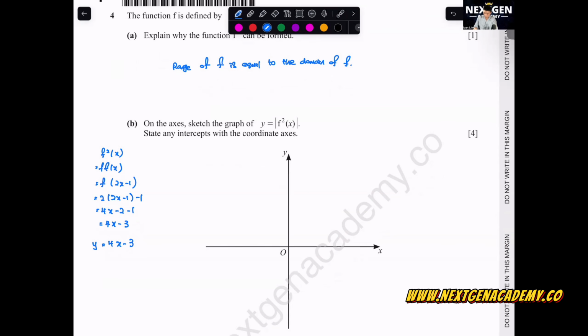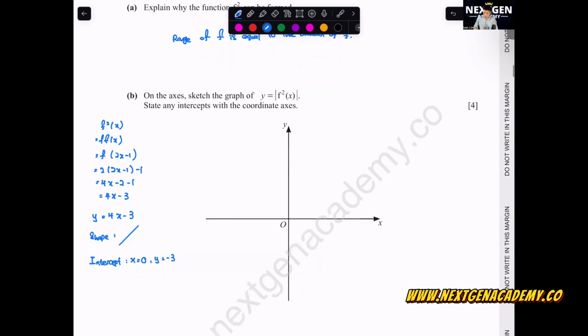Okay, first thing, what is the shape? The shape is a straight line going up. Then we calculate what the intercepts are. Okay, intercepts: x equals 0, y equals negative 3. You can write down the working also. y equals 0, x equals 3 over 4.